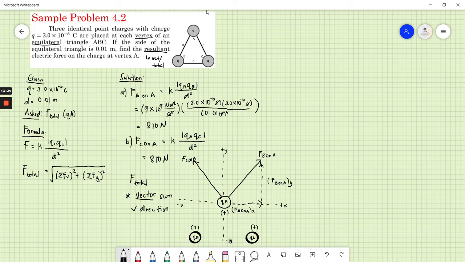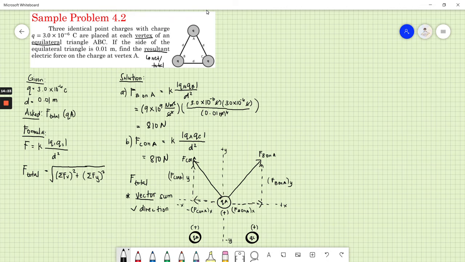The same thing is true for our FC on A. So this is the Y direction of our FC on A, and this is the direction for our FC on A in the x direction. And as you can see, it's going towards the negative x direction. So that's basically a negative sign right there. This negative sign is just telling the direction, and it's going in the negative x direction.